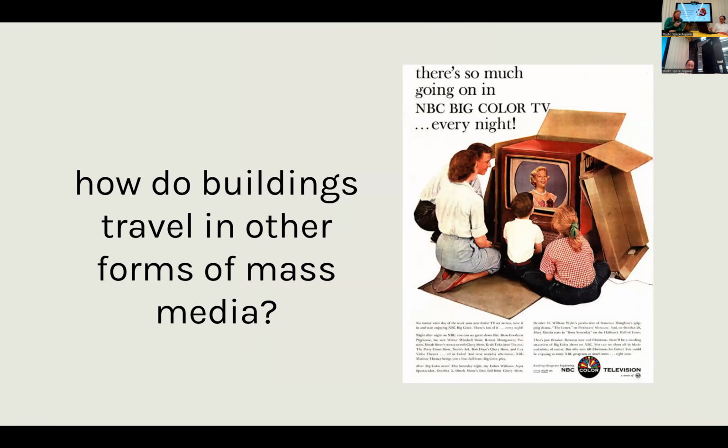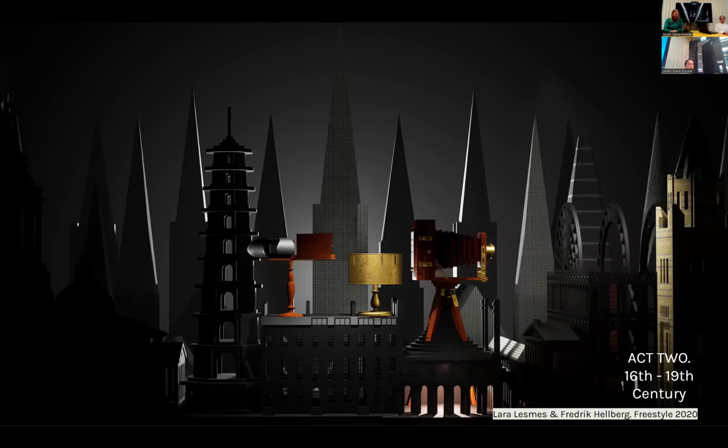So we continued looking at how buildings and ideas of buildings travel through other mediums. So then we start looking at photography, the first moment where you could see a photograph of an actual building. It's interesting to just think about the mind-blowing experience it must have been to think, this is the real thing that I'm holding in my hand right now. It just would have never happened before.